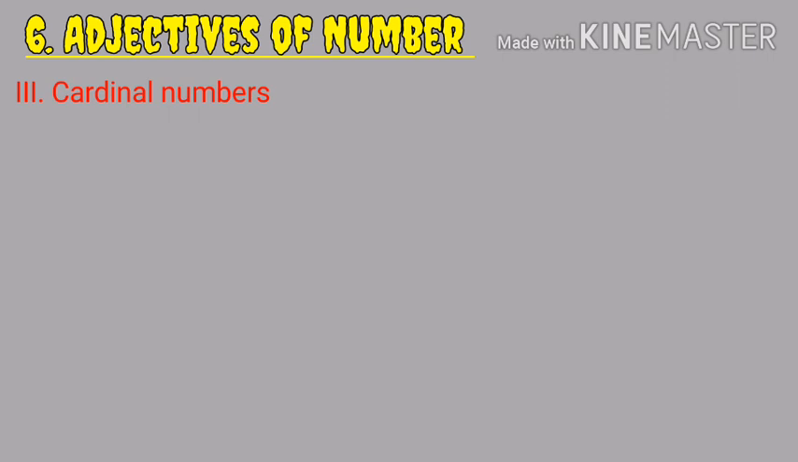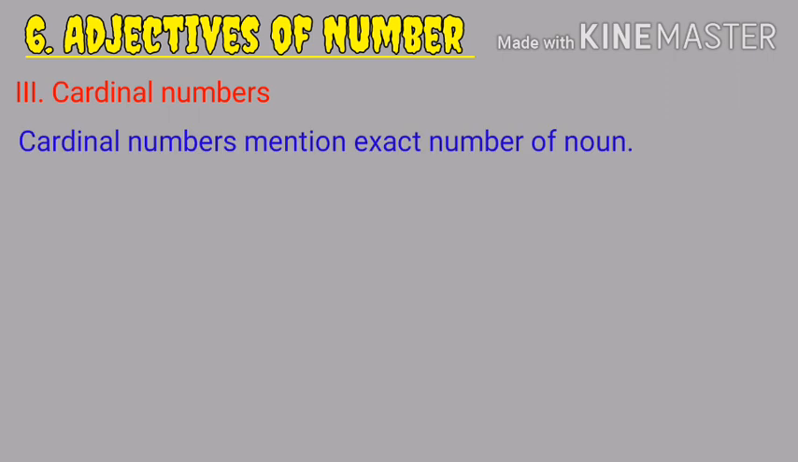Now let's see the third type of adjectives of number, that is cardinal numbers. So what are cardinal numbers? Cardinal numbers mention exact number of noun. For examples, I have 2 pens. Here the word 2 is cardinal number because it mentions the exact number of noun pen.